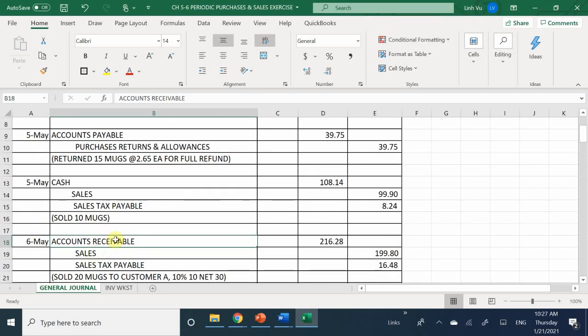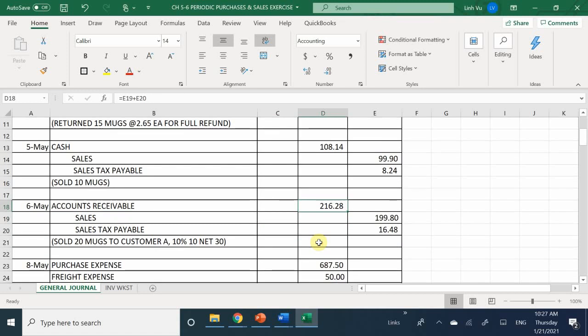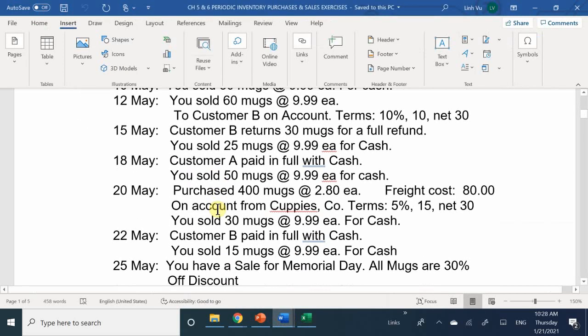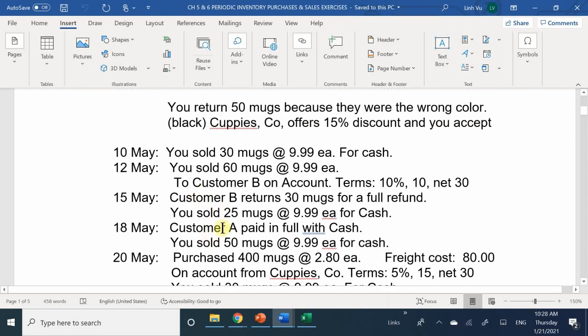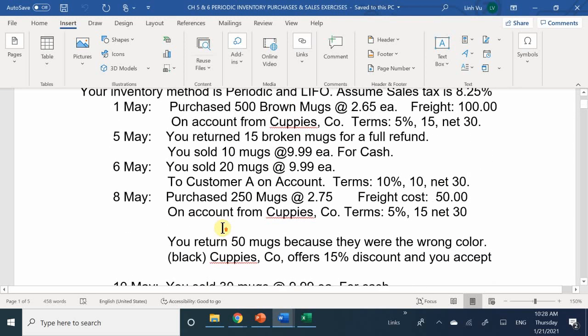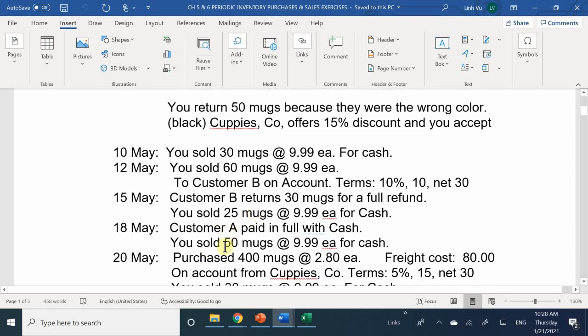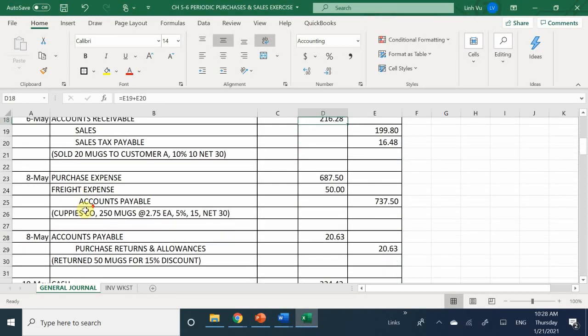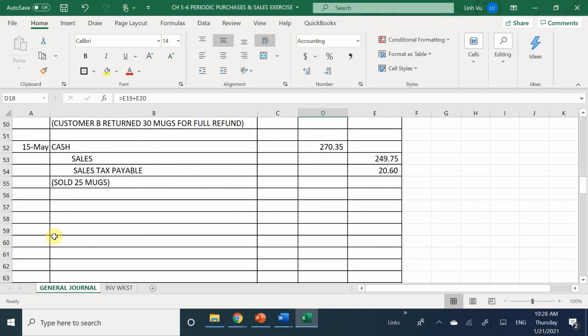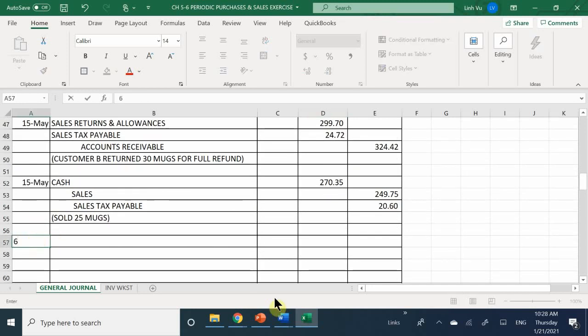So here, customer A, accounts receivable, they owe us a total of $216.28. Now, let's look at the terms. Did they meet the discount period? No, if they are paying now on May 18, they missed it by 2 days. So unfortunately, this person has to pay in full for the whole amount. Okay, so now let's go ahead and record this.